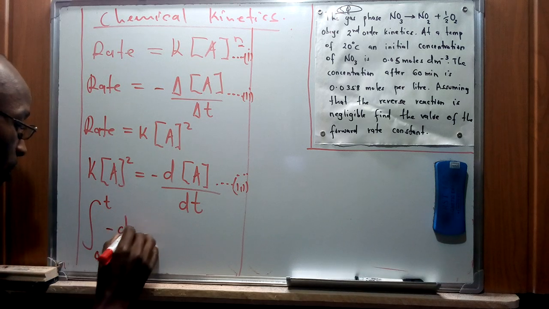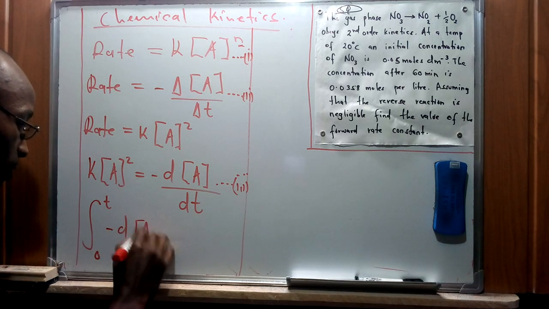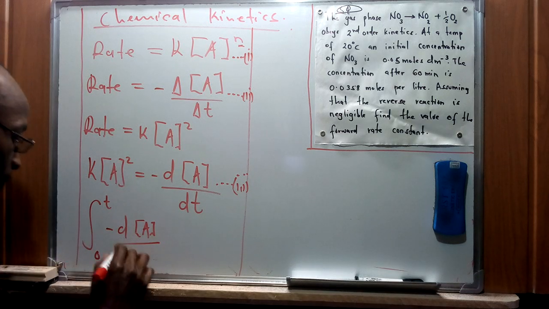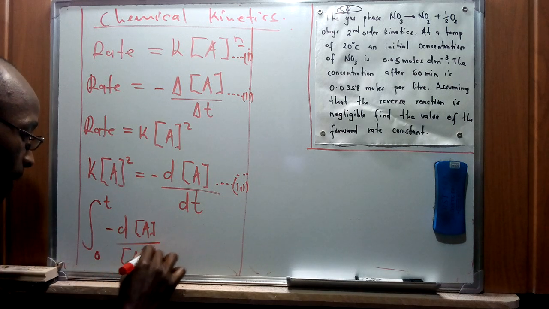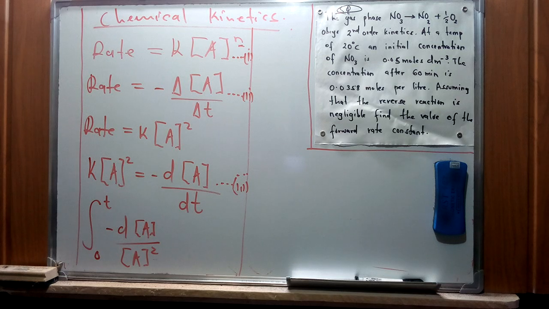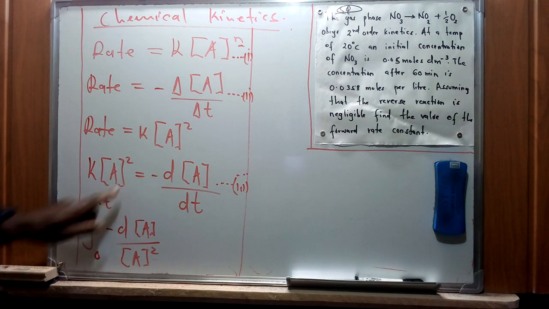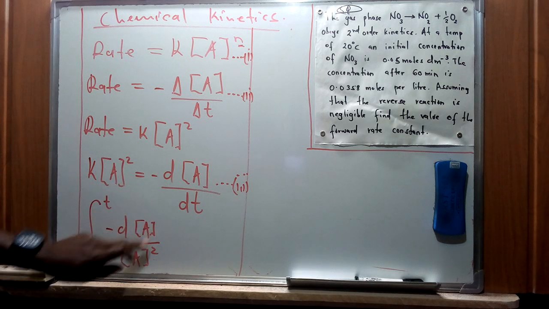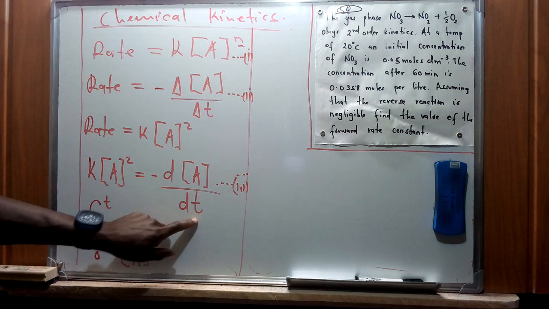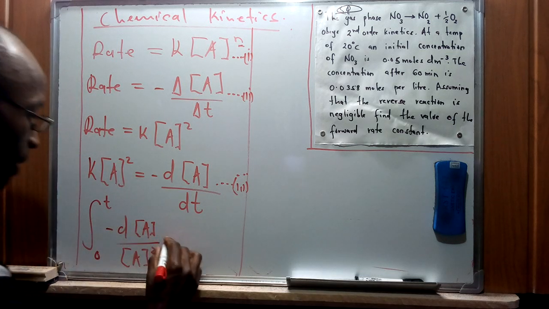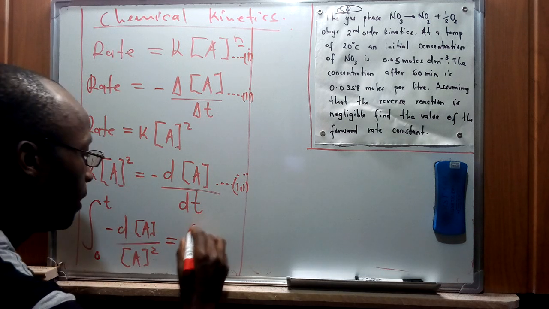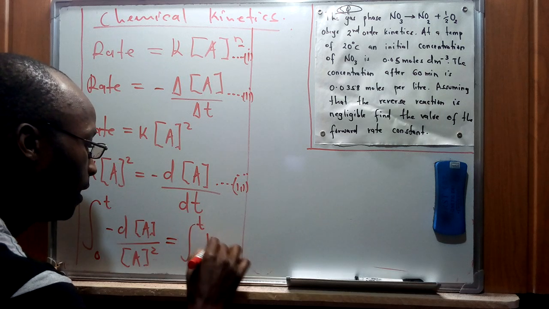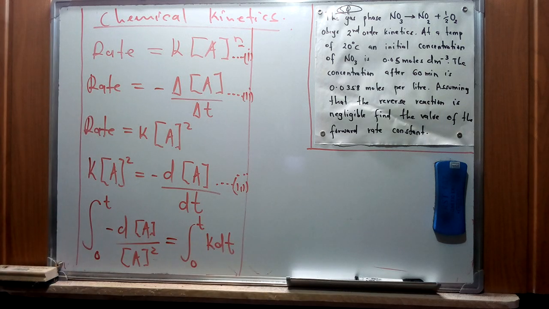So I'm going to have the change in concentration of A over [A] squared. I've just done a rearrangement for that. I've divided both sides by this in order to get this equation, and dt has been multiplied at the other side in order to get the integral from 0 to t of k dt. So this is a rearrangement, and next we find the integral of that.